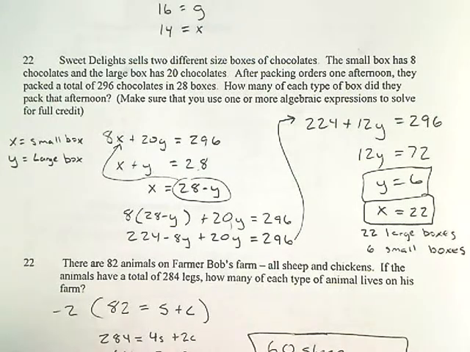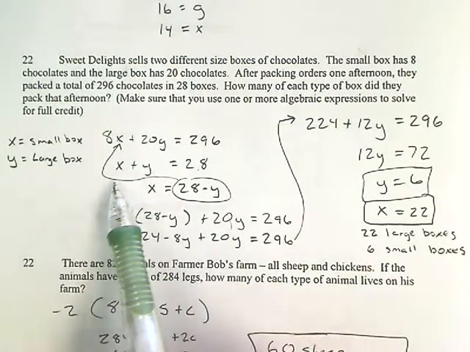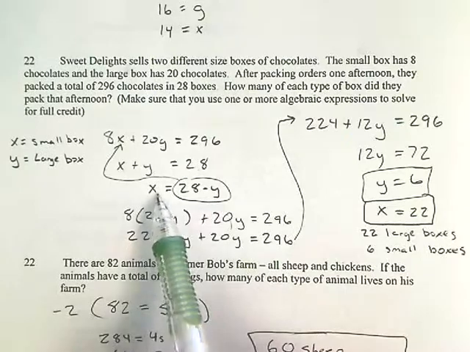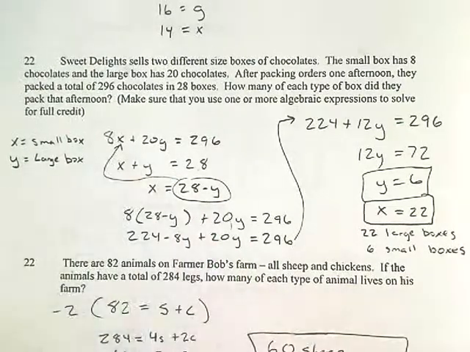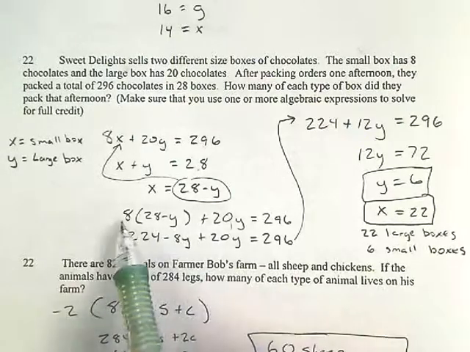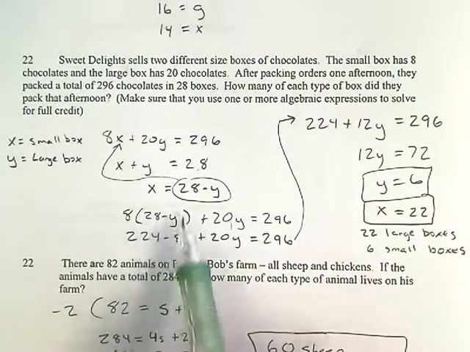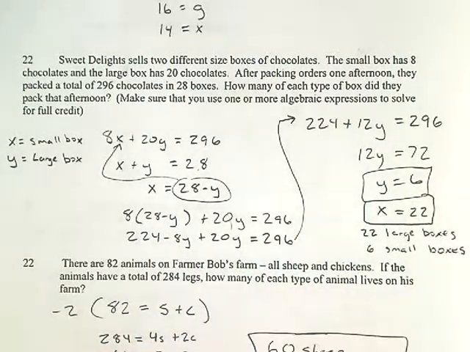I decided to use substitution this time. So I subtract y from each side, and that's how I got the x equals 28 minus y. And I substituted in for that x. So I wrote out the whole thing and substituted in for x, and then I just solved it.